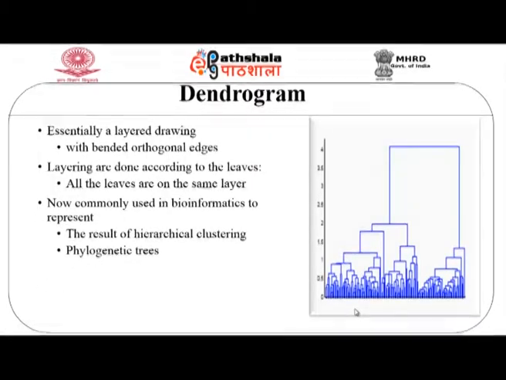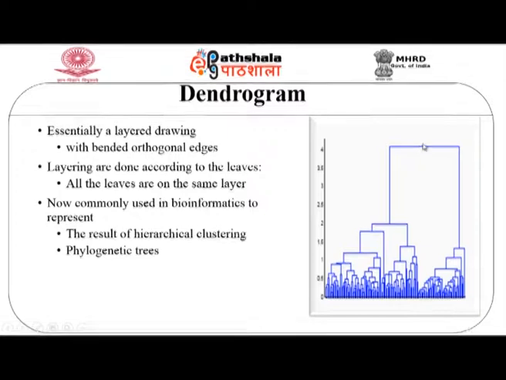The next one is a dendrogram, which is essentially a layered drawing. It has bended orthogonal edges. The layering is done according to the leaves. All the leaves are on the same layer of the dendrogram. It is commonly used in bioinformatics to represent the result of hierarchical clustering, and it also tries to represent some kind of phylogenetic trees.